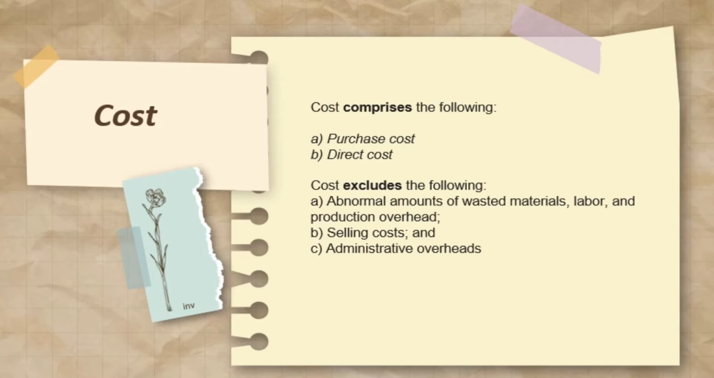Sa cost, hindi kasali yung mga abnormal amounts of wasted materials, labor, and production overhead. And yung selling cost, for example, ay yung mga distribution costs, marketing costs, and commissions. And also, yung administrative overheads, hindi siya kasali sa cost. Example dito is yung salaries and wages of personnel performing staff functions.